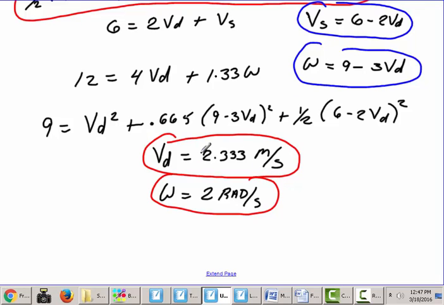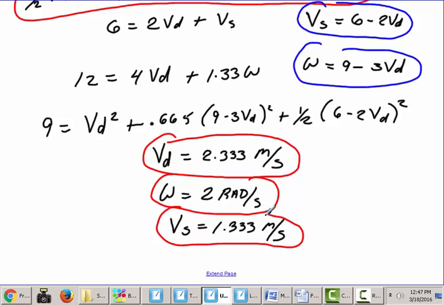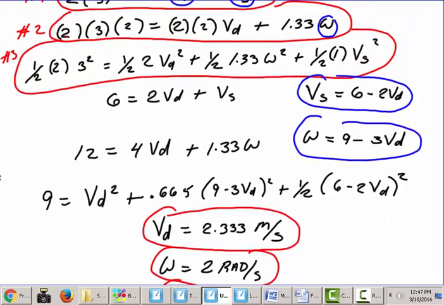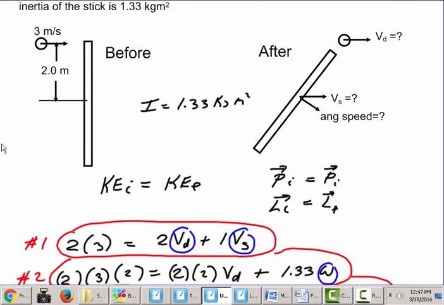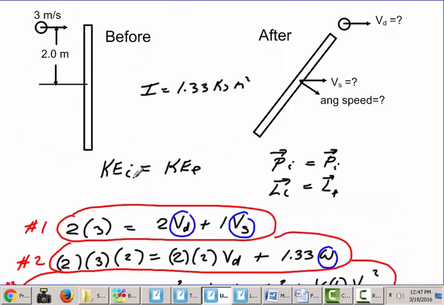And then if you want VS, take your VD, put it back into this equation here, and you will get VS is equal to 1.333 meters per second. All right, again, this problem's pretty tedious, but when you do these, make sure you take note of what's given. You've got an elastic collision, so you can use all three of your equations: your kinetic energy is conserved, your linear momentum is conserved, and your angular momentum is conserved.